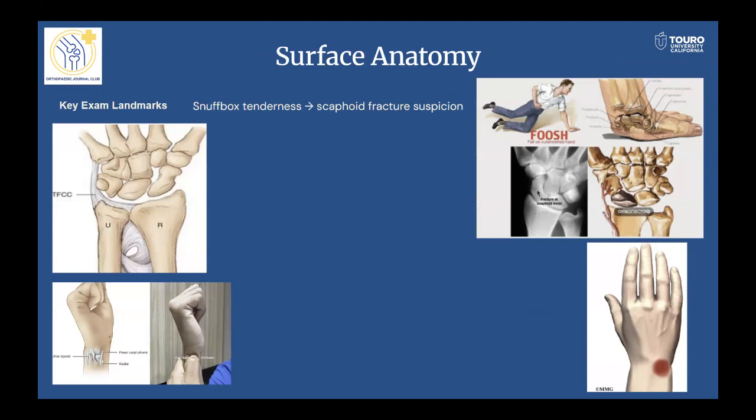Because of the scaphoid's fragile retrograde blood supply, the risk of avascular necrosis is just way too high to ignore. Next, the distal radial ulnar joint, often called DRUJ. This joint is what lets you turn the palm up and down.